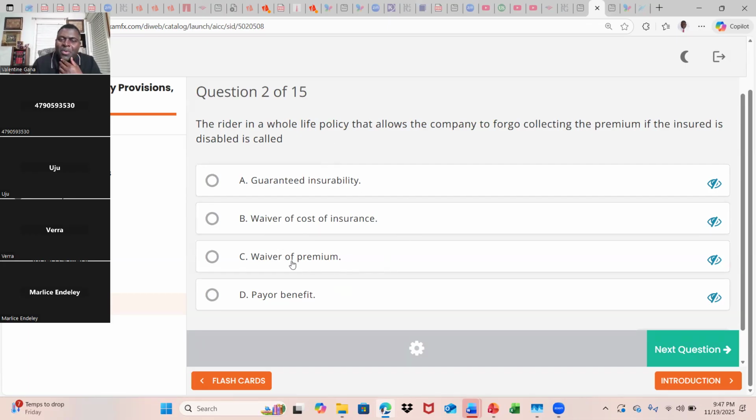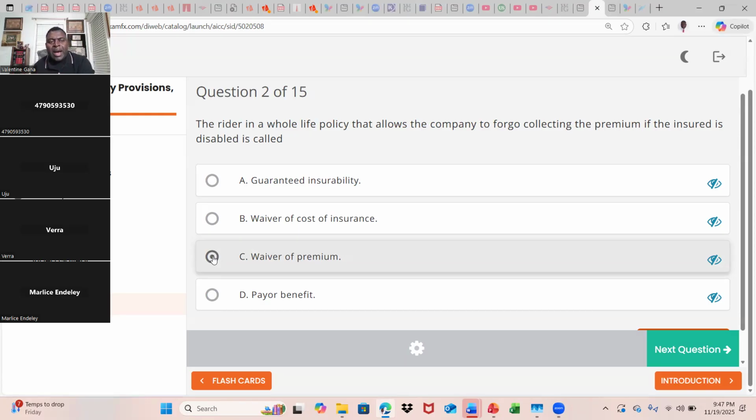No, this one is going to be the waiver of premium. Remember, I talked about the waiver of premium. The two riders that might apply here are either waiver of premium or payor benefit. Waiver of premium is if the payer is also the insured and they become disabled. If the payer of the policy is also the insured on the policy and they become disabled, then we are talking about the waiver of premium.